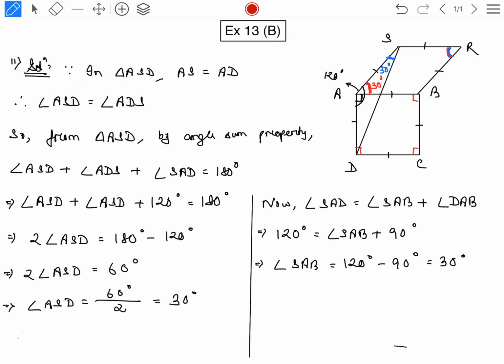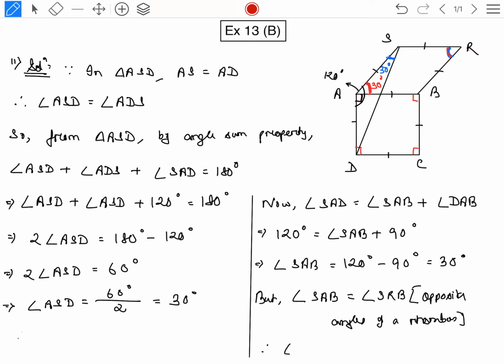Okay, so angle SAB is equal to, right here, but angle SAB is equal to angle SRB. Reason, what you are going to write? Opposite angles of a rhombus.